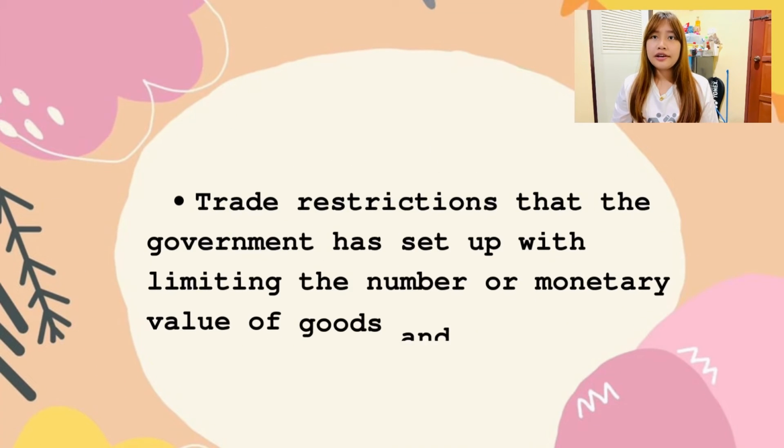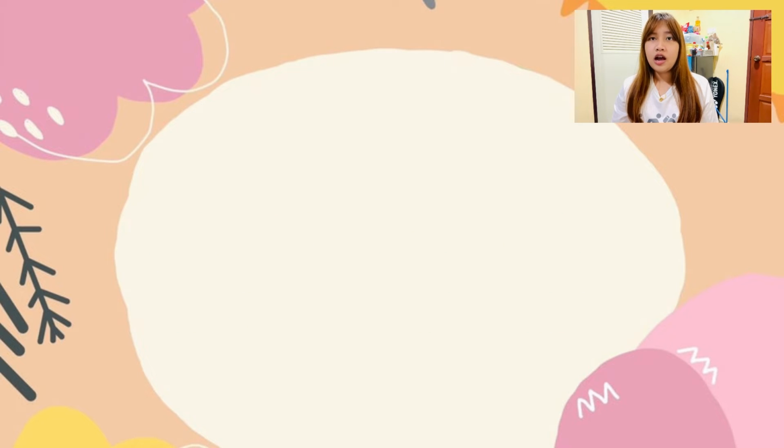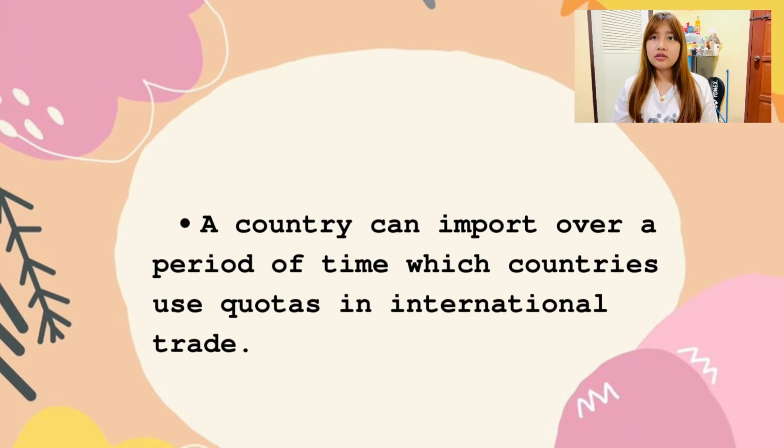A quota is a trade restriction that the government has set up, limiting the number or monetary value of goods and services a country can import over a period of time. Countries use quotas in international trade to help control the amount of trade between the two sides, and sometimes different countries set quotas for specific products to reduce the number of imports and increase domestic production. Therefore, quotas are considered to stimulate domestic production by limiting foreign competition.